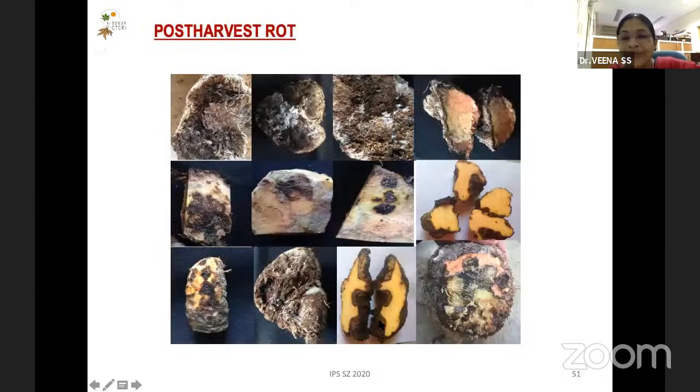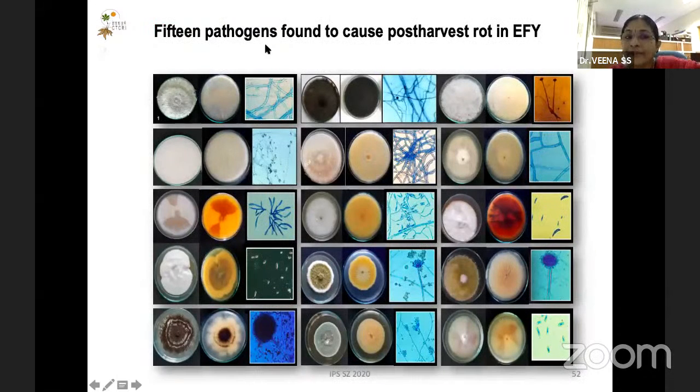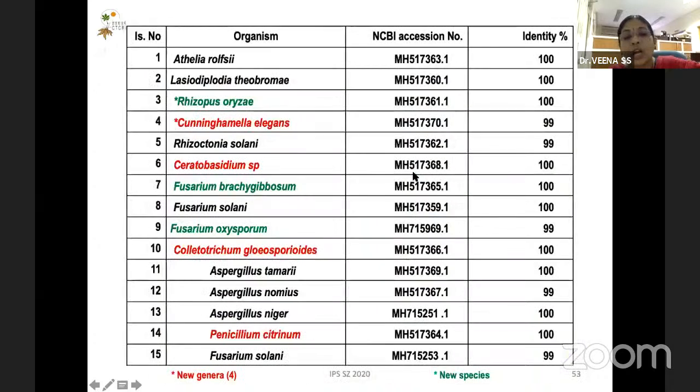So I was talking about the field diseases, and we have another serious problem, that is post-harvest rot in elephant foot yam. Just see the fate of the corm. We identified 15 pathogens found to cause post-harvest rot in elephant foot yam. All the pathogens were characterized and identified, and we could see 4 new genera: Cunninghamella, Ceratobasidium, Colletotrichum gloeosporioides, and Penicillium. This is the first time these are being reported from elephant foot yam. Similarly, 3 more species, Rhizopus oryzae, Fusarium brachygibbosum, and Fusarium oxysporum, also cause post-harvest rot in elephant foot yam.